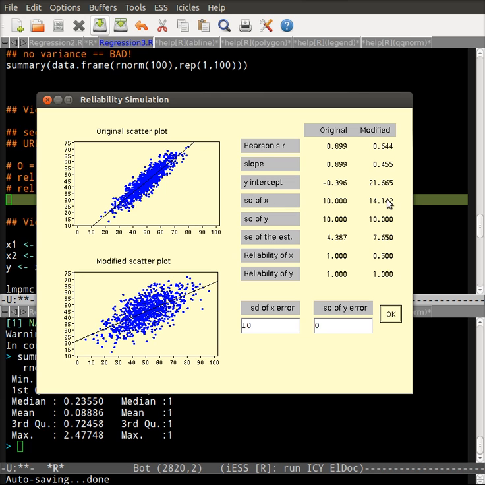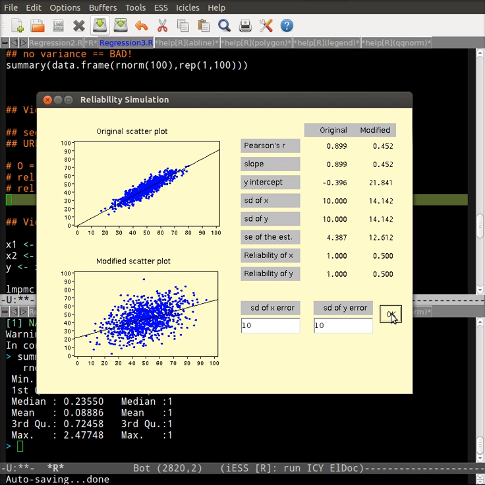And here, these are just the standard deviations. And this is the standard error of estimate. Remember, we calculated the standard error of estimate in the first week. And what that's telling us is that there's more error involved in estimating this model. Now, what happens if we do the same thing with y? So now we're decreasing the reliability of both x and y. This was our original plot up here. And look at our modified scatter plot.